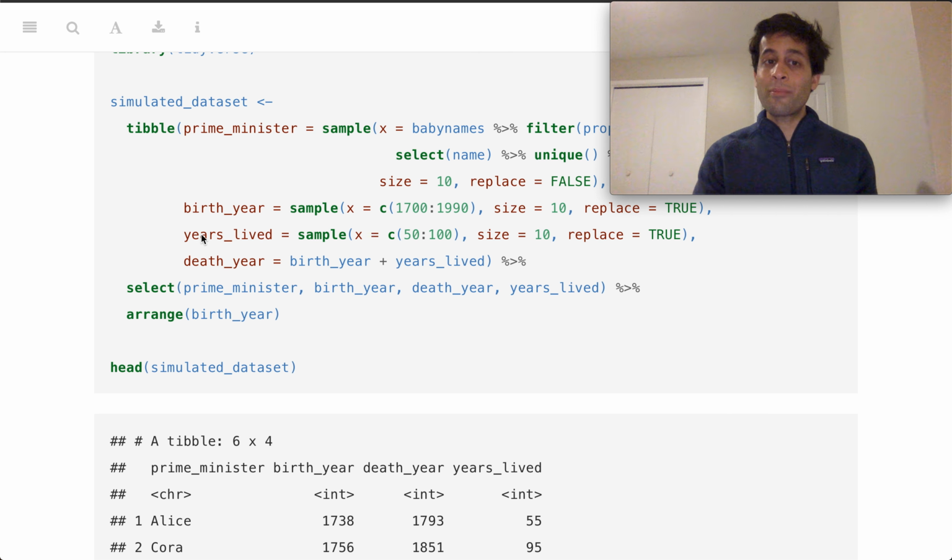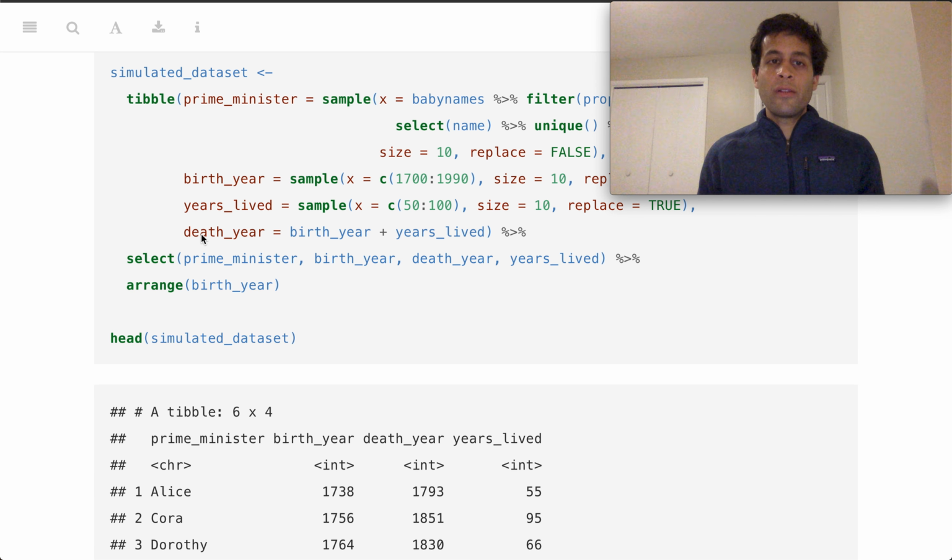And then finally we expect that our death year should be birth year plus years lived, and so there's a few checks here that you could easily put in place if you wanted to. So you could have firstly that birth year is between two numbers. You could check that death year is equal to years lived plus birth year. So there's a whole bunch of checks that immediately simulating the data identifies that could be useful.